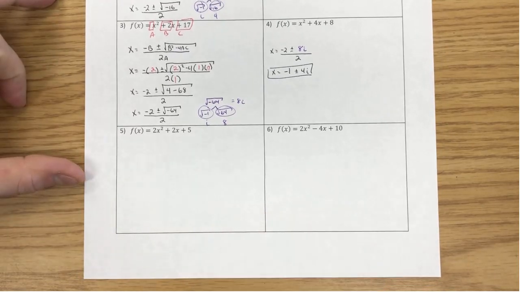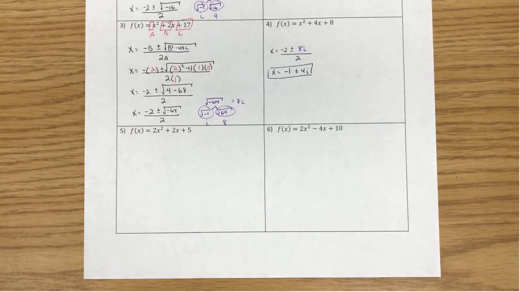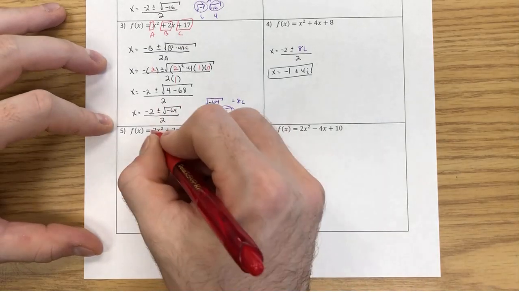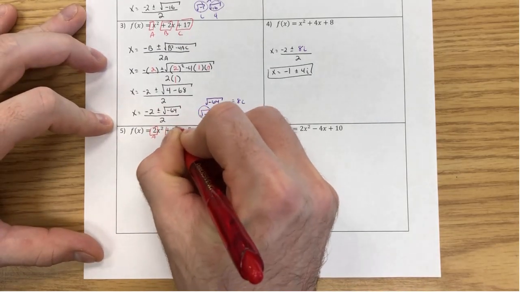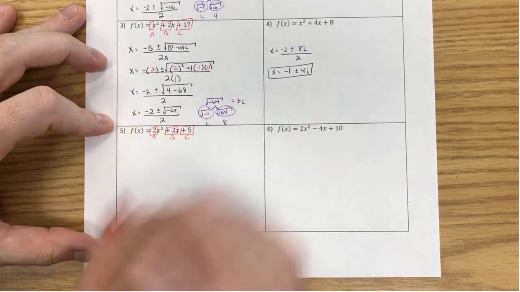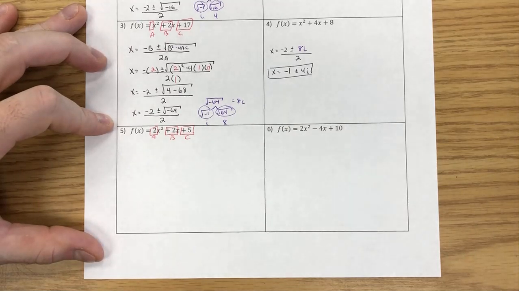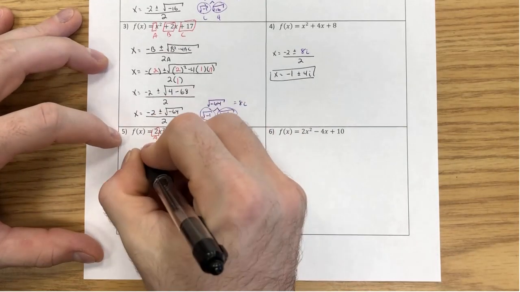There we go. And so now, what I want you to try and do is try number 5. Pause the video, resume it when you're done, and see how you did. Okay, so let's take a look. I have my a, my b, and my c. Plug it into my formula.